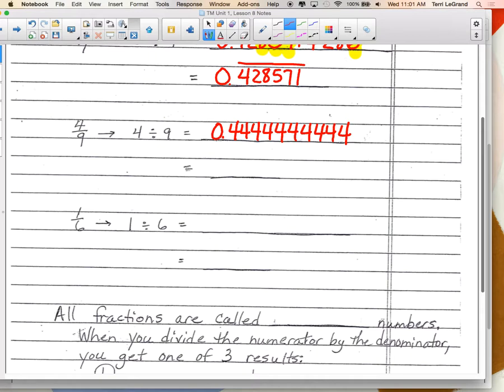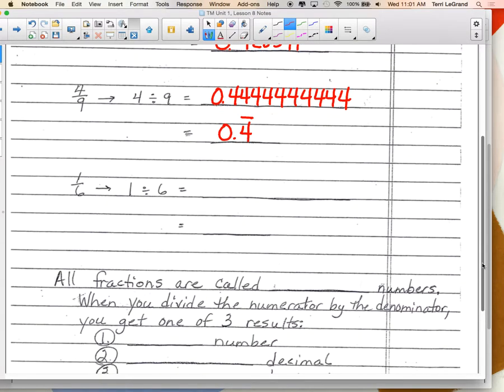Anybody else? Okay, what's the repeating pattern in this one, class? 4. Just 4. Not 44, not 444, 4. The 4 just keeps repeating, doesn't it? So, 0.4 with the repeating bar over the 4 is 4 ninths. Okay, 1/6. Try 1/6.